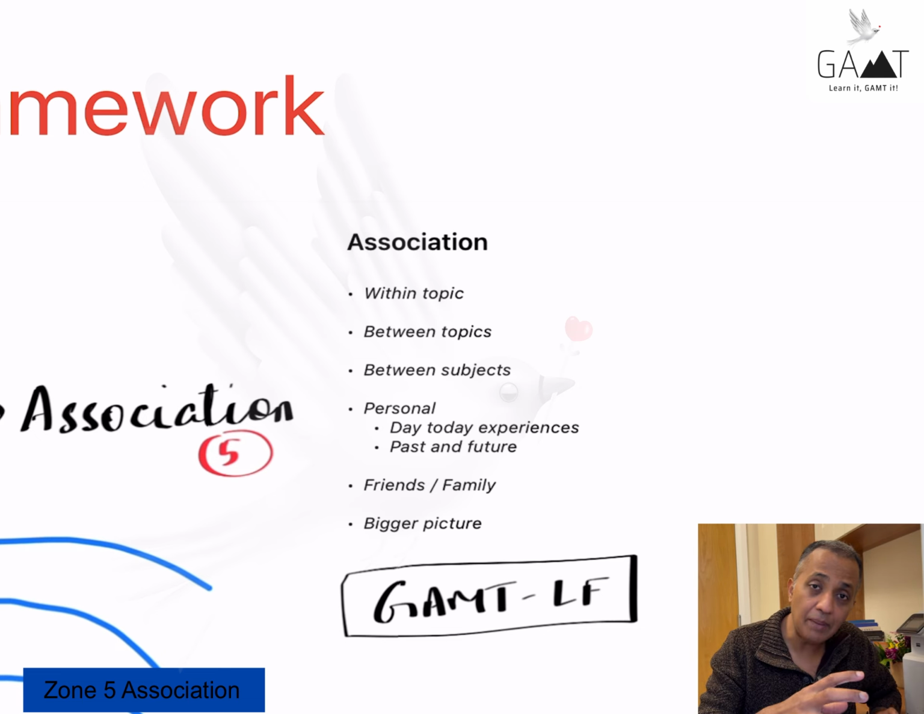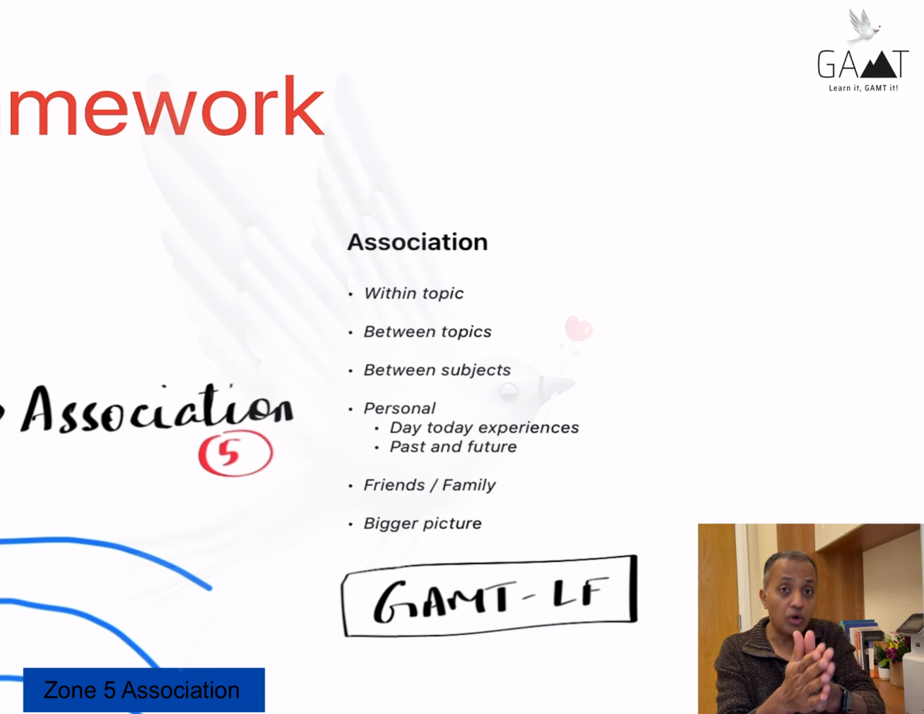A lot of these zones overlap to a certain extent, but it's important to specifically spend time in each of these zones. And then you associate between subjects. How do I associate between subjects? Obviously, pharmacology is going to come into play.